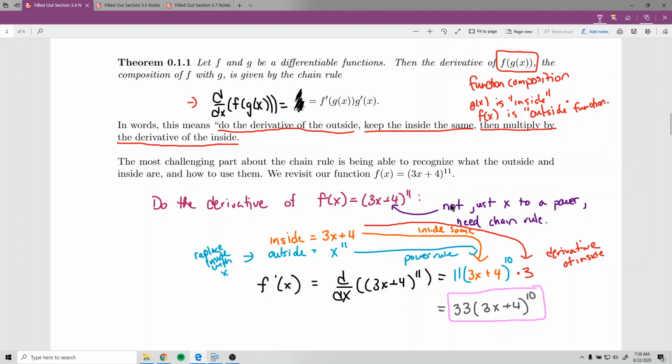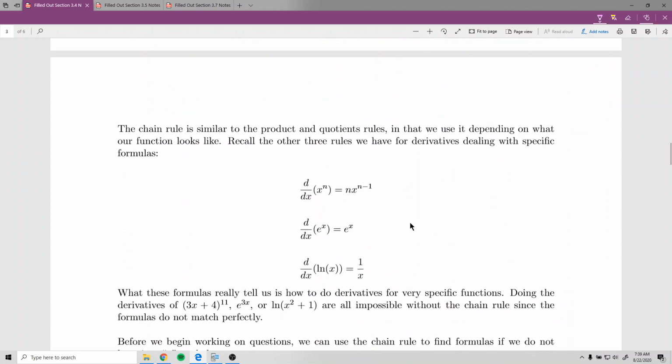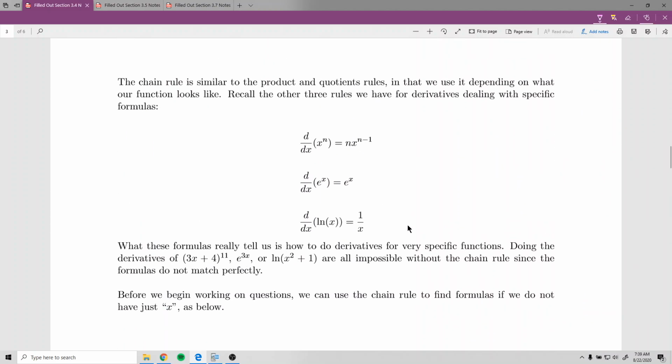Now, what your book might do, I can't remember off the top of my head, your book might tell you general rules, like the general power rule, the general exponential derivative, the general logarithmic derivative, which are fine. One thing I would warn against is that they're all just using the chain rule. And so it feels like this section would give you 3 new derivative rules, but it's really just one. It's just the chain rule. All right, but I have them written on this next page.